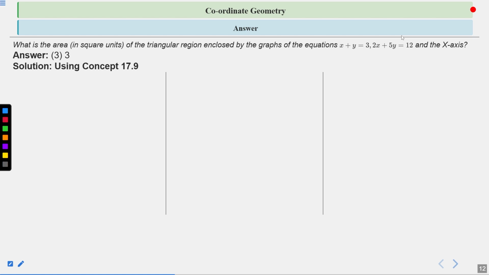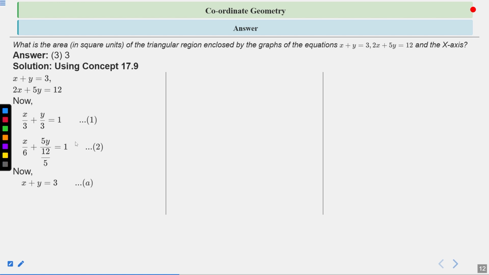Now see the detailed solution using concept 17.9 in this question. So x plus y equals 3, 2x plus 5y equals 12. Now we can write x upon 3 plus y upon 3 equals 1 when we divide the first equation by 3. This is our equation 1. In the same way, when we divide the second equation by 12, we get x upon 6 plus 5y by 12 equals 1. This is our equation second.